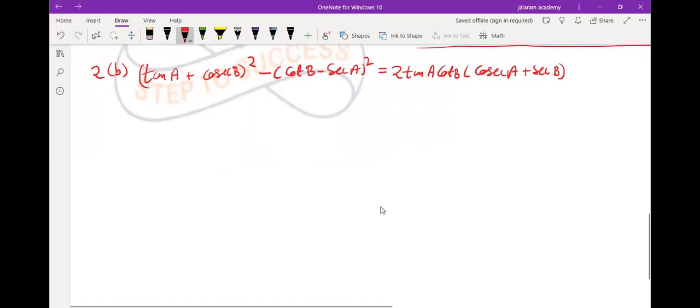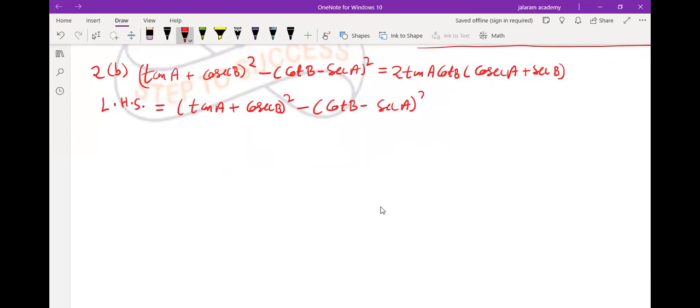So again the method is same. Start with LHS, write the LHS. And at the same time, when you write the left hand side, you have to think about the next step. Whenever you play chess, you have to think about the next two chances. Similarly, you have to think in the proving of trigonometric identities also.